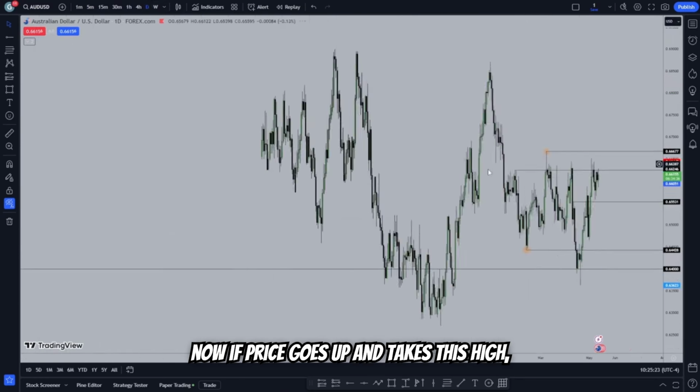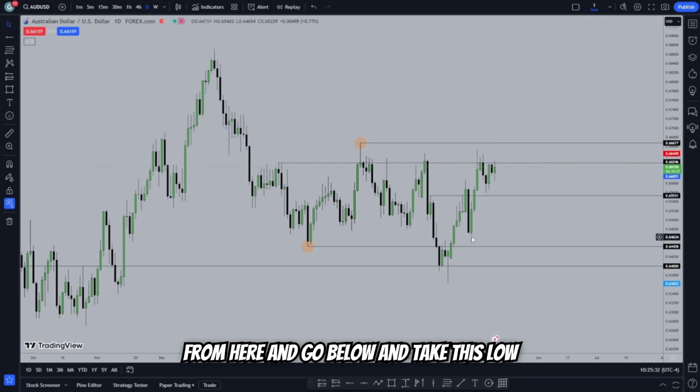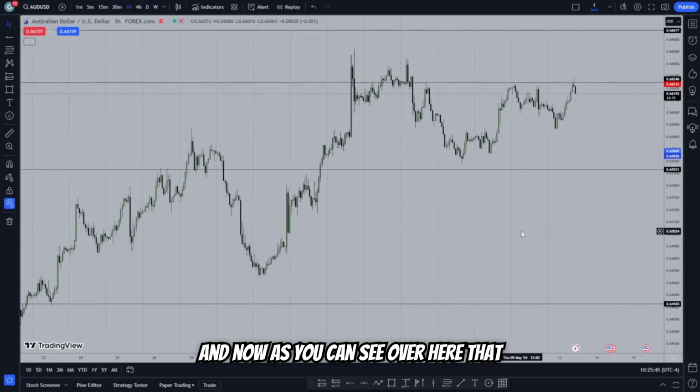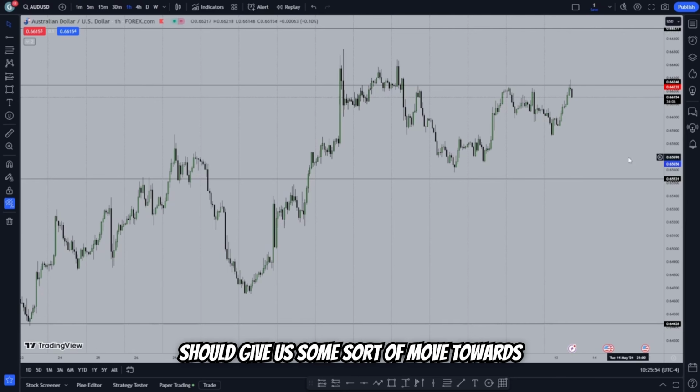Okay, and now if price goes up and takes this high, now there I am, that's why it's in an indecision mode, that price can fall down from here and go below and take this low, and then it can go up, or it can go up and rip through this high, like it can just go above this high. All right, and now as you can see over here, there is not a change of character happening. Okay, to see a change of character, we want to see price go above and take this high, and then it should give us some sort of move towards the downside.